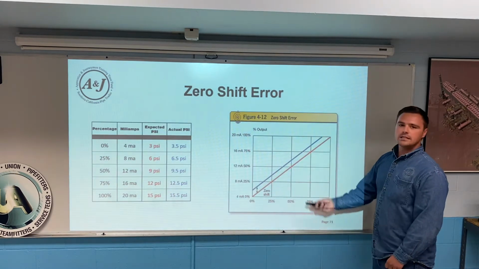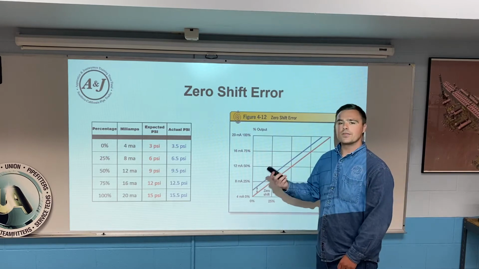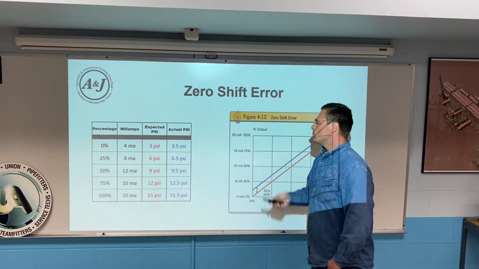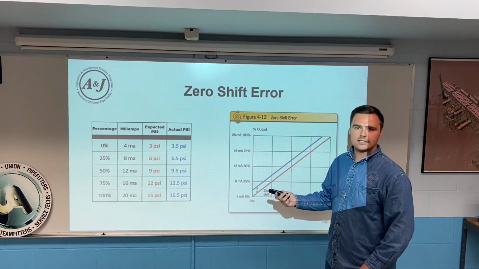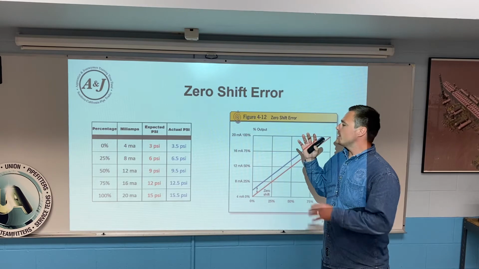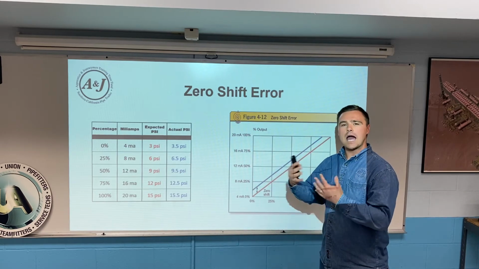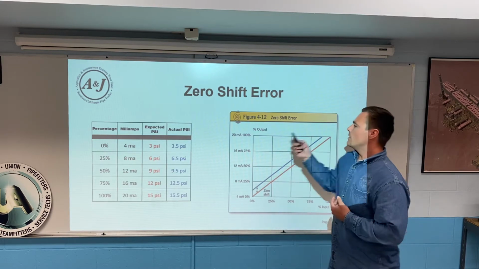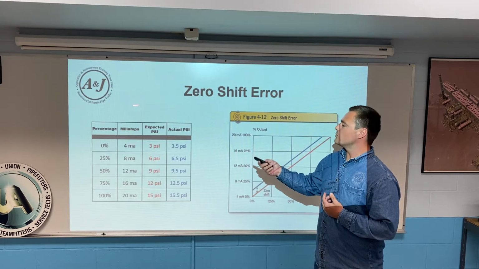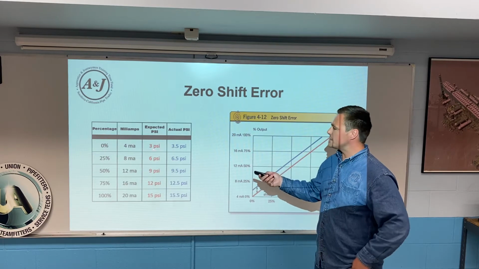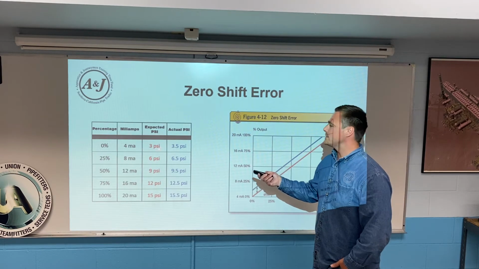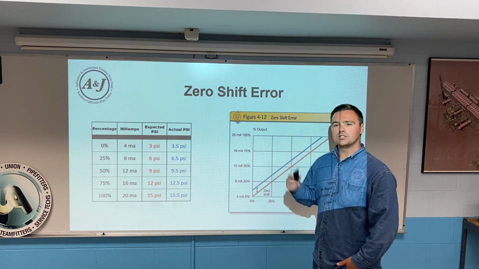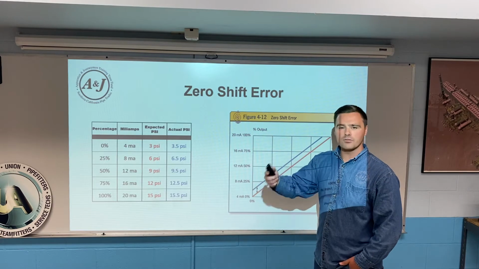So here's some of the typical errors we can expect to see with I to P transducers. The first type is called zero shift error. So when we have a zero shift in any device, it is an error that is consistent throughout the entire range of values of our input and output values. So for a typical I to P transducer, we input 4 milliamps. We're expected to receive 3 psi on our output, but instead we're at 3.5 psi. So we have a zero shift of 0.5 psi above our expected value.